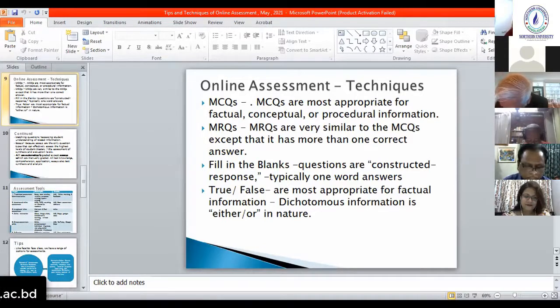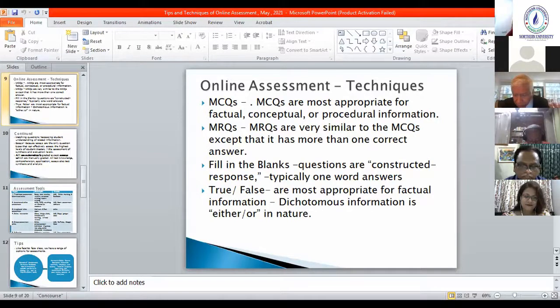So when it comes to online assessment and what are those techniques, Professor Cornell's slide was very clear. Well, the first and foremost is what we very normally use, which is the MCQs, the multiple choice questions. These are used to test the factual, conceptual, and the procedural information.